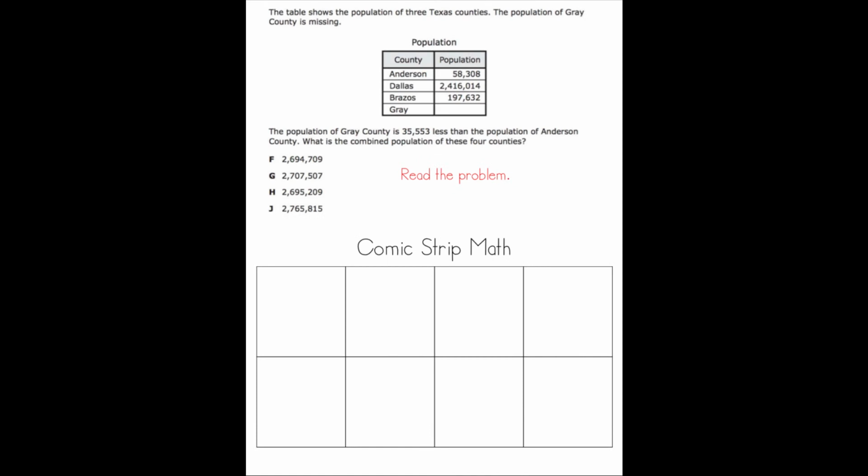So my next example is a table shows the population of 3 Texas counties. The population of Gray County is missing. Then we have the table. The population of Gray County is 35,553 less than the population of Anderson County. What is the combined population of these 4 counties?